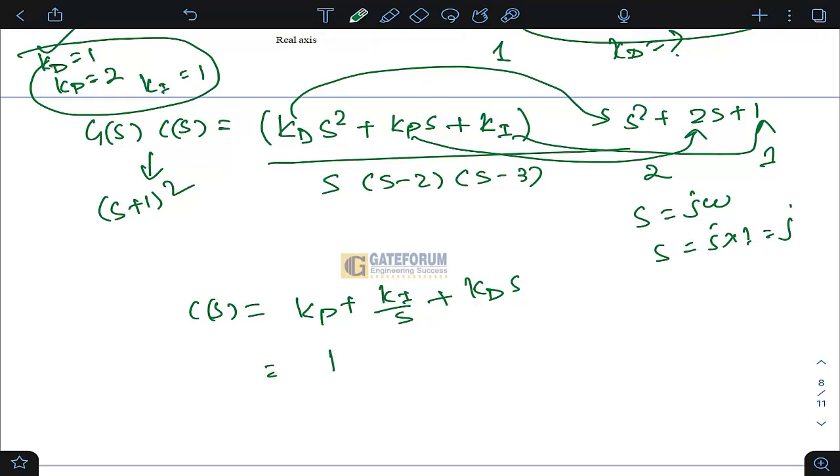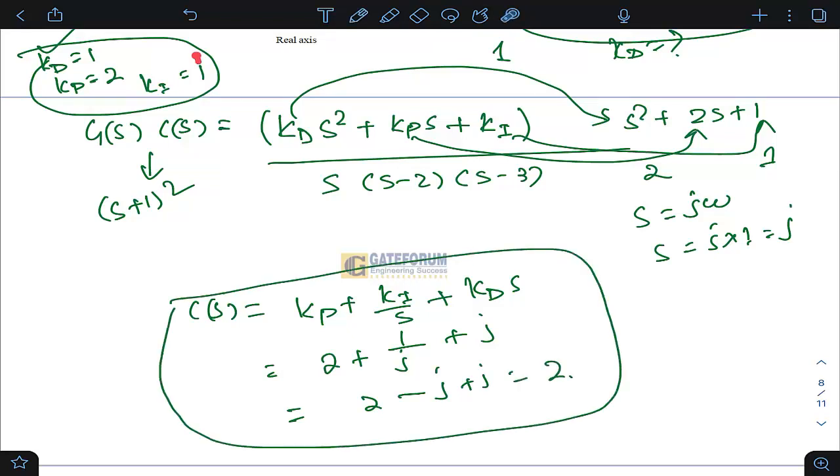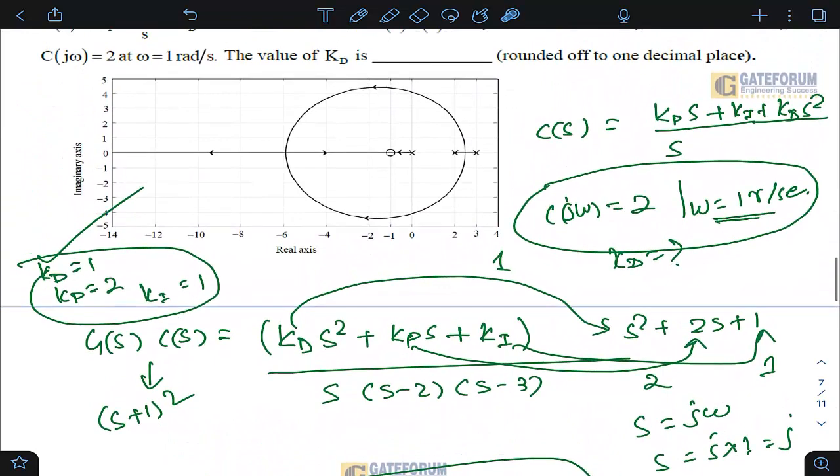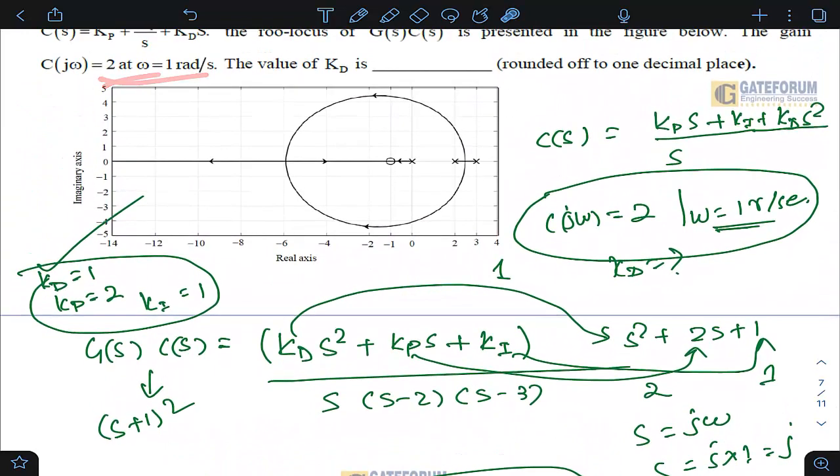So KP value is 2. KI value is 1, so it is 1 by j. KD value is 1, so 1 into j. So you can see it is 2, and this is minus j plus j. So we are getting 2. So that means these gains we have got here, KP, KD, KI, by substituting omega equals 1, we are getting the answer as 2. So C of s magnitude is basically 2 at a frequency of omega equals 1 radian per second.